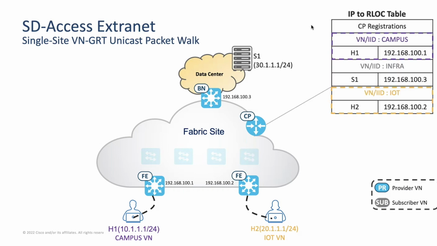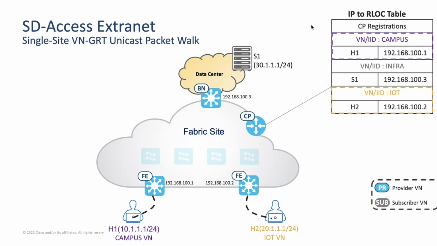So what does this look like? First, if we look at the IP to RLOC table, and RLOC is routing locator, if you're familiar with LISP, this is the same term that we use in SD-Access. We call it an edge node, but in LISP terminology the RLOC was pretty much the device where the clients or hosts themselves were attached. So the IP to RLOC table in this case shows host one with its IP of 10.1.1.1 is connected to 192.168.100.1. Host 2 is connected to 192.168.100.2. And the server is in the infra VN.